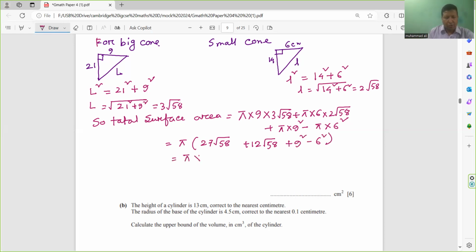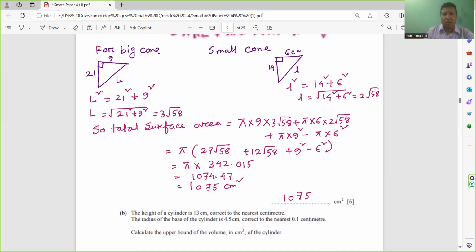So pi into 342.015. So it will be 1074.47, or we can write 1075 centimeters square. So total surface area is 1075 centimeters square.